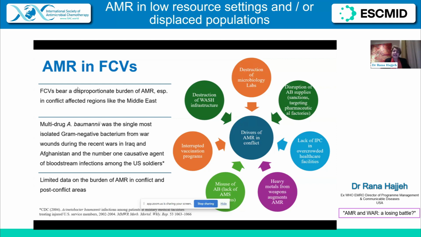So to show you some of the drivers of antimicrobial resistance in conflict, I think many of them make sense, but it's important to highlight them. So of course, the destruction of hospitals per se is a huge factor in the rise of resistance. One very important thing is the destruction of the WASH infrastructure. Infection prevention and control capacity becomes really limited during war and conflicts, and the priority shifts to many other things. The priority shifts to saving lives. The priority is not about cautious use of antibiotics.